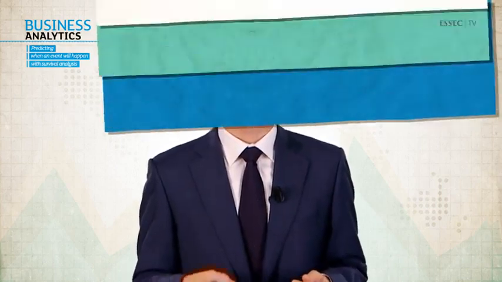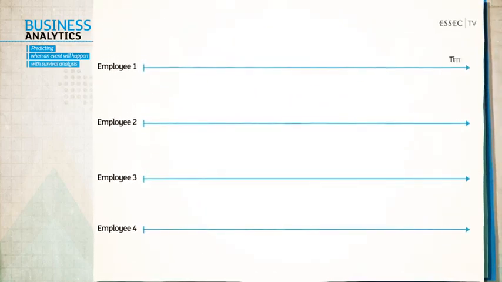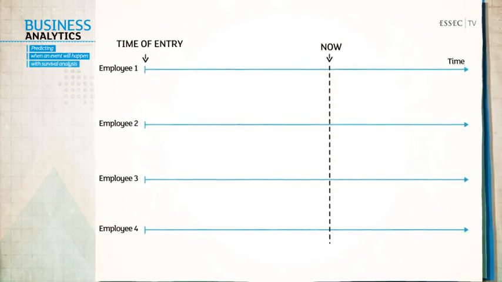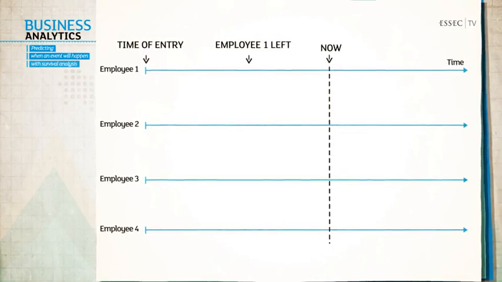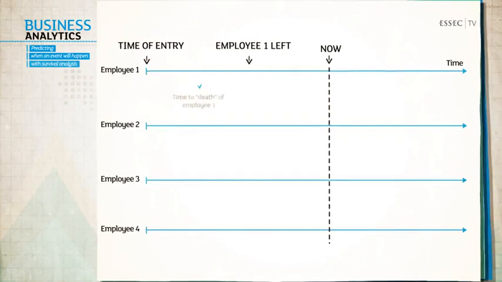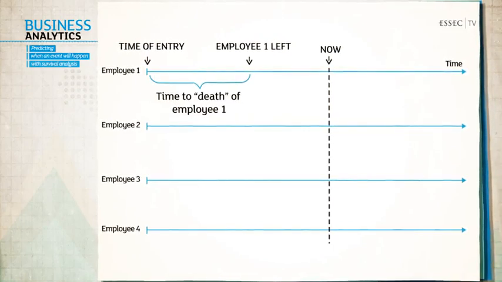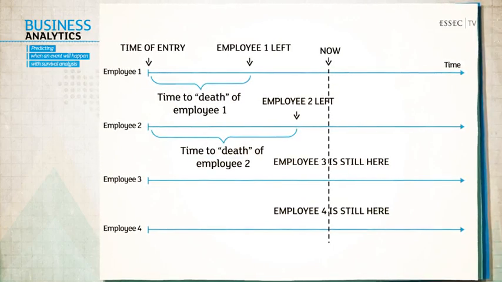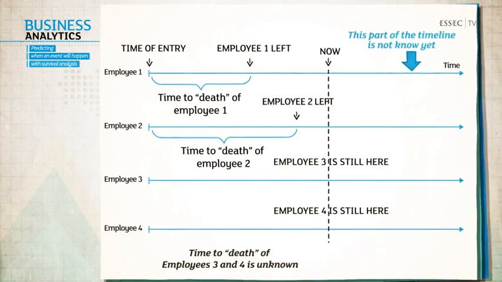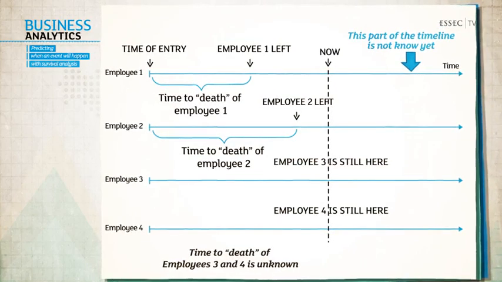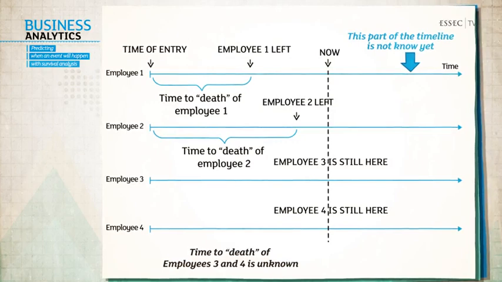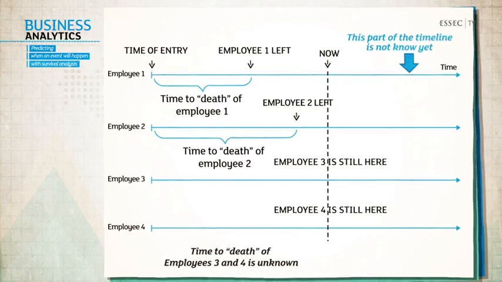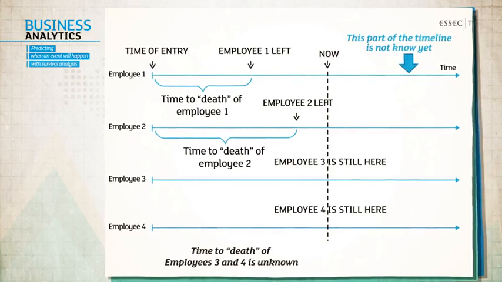Let me take an example of 4 employees who started to work with us at the same time, let's say some months ago. Employee 1 left after a while. We can hence measure the time to death for this employee. The same for employee 2. But employees 3 and 4 are still around. It may be that on the long run they leave, but that part of the timeline, the right part of this plot, is unknown. It's censored. That's why it's called a right-censored problem.